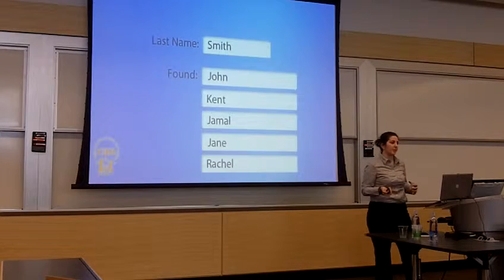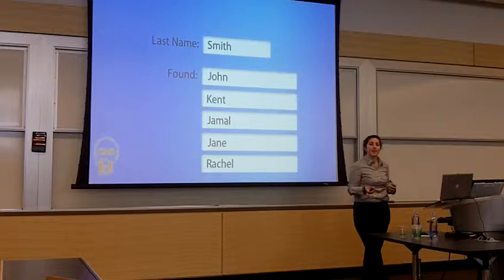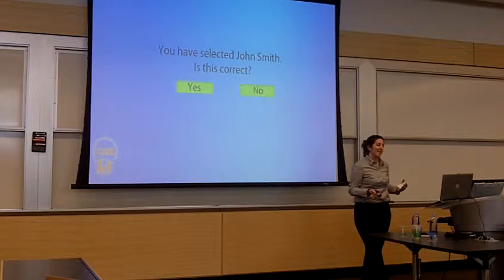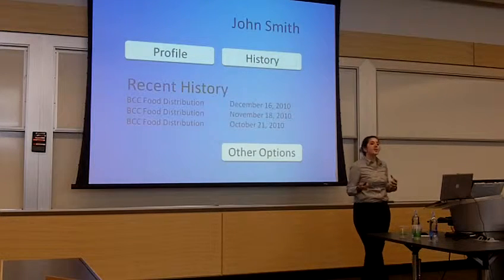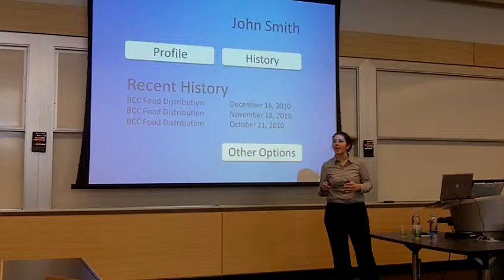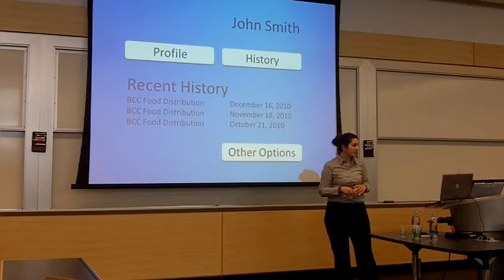So you would choose food distribution. Your client would come up, show you his name, John Smith. Type it in, John Smith, yes. And then you'd get a recent history. So you would know if he came twice that month or 3 times that month. You'd have a history of him.